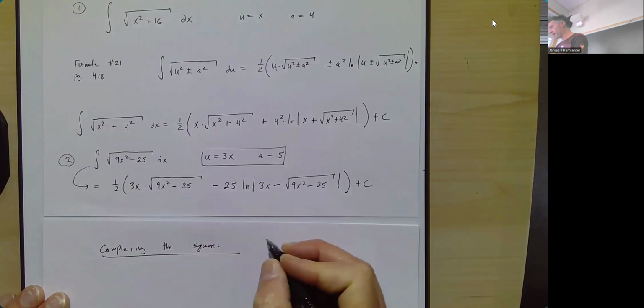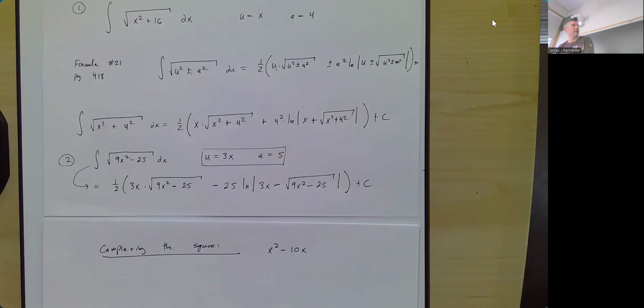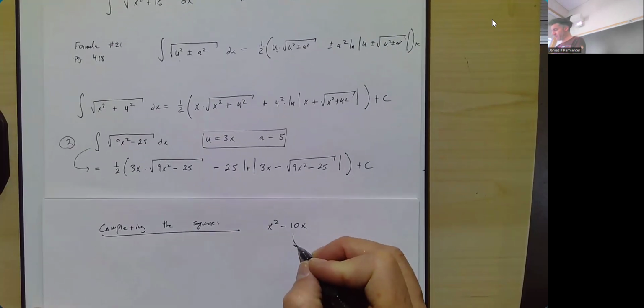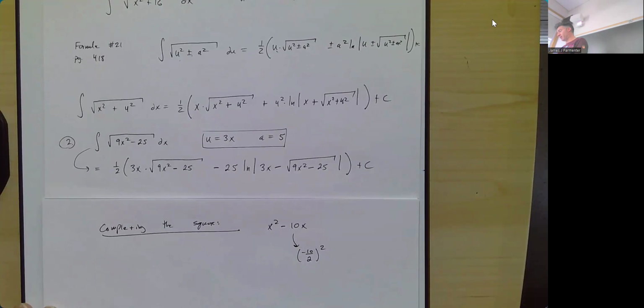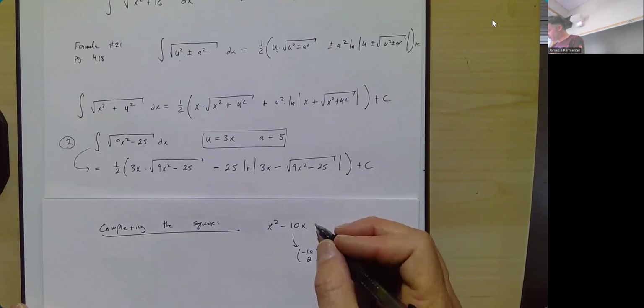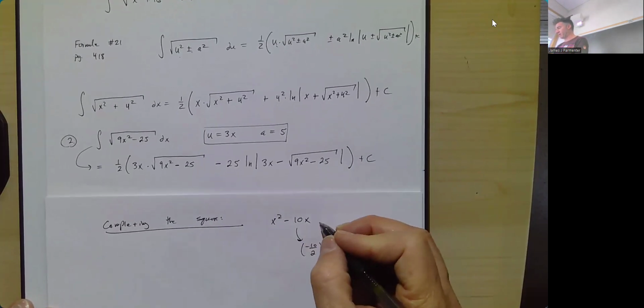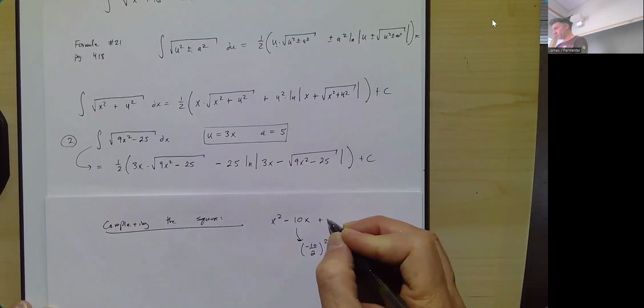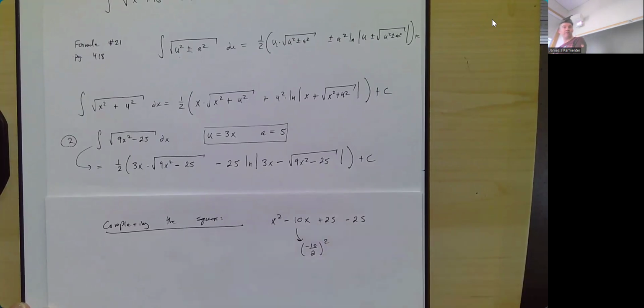If you had, say, x squared minus 10x, and I wanted to complete the square, what I would do is I would take my negative 10, divide it by 2, and then square it. That's going to be negative 5 squared, which is positive 25. So I would rewrite x squared minus 10x as x squared minus 10x plus 25 minus 25. So I'm not changing anything.